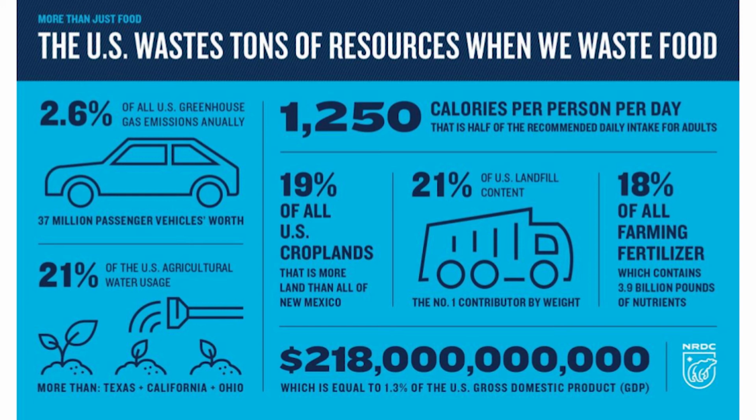19% of all US croplands are used to produce the food that we throw away. And that is more than all of the land in New Mexico. So an entire state's worth of land is going to food that is eventually thrown away. And it's the biggest single component of our landfill. So if we evaluate our trash, 21% of our trash is food waste. 18% of the fertilizers that we use end up being wasted. And it's about 1/3 of the US gross domestic product. So huge, huge, huge amounts of money, 218 billion dollars in money wasted. Monica says that's depressing.